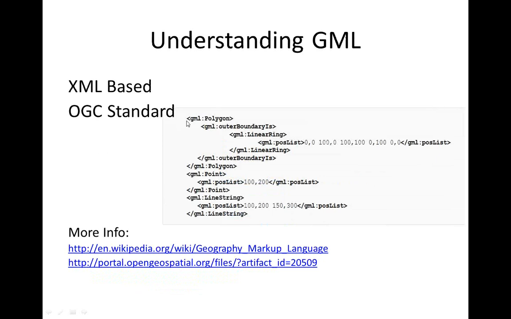So GML, again, it's an XML-based standard. It's OGC, and it basically defines polygons, the outer boundary. You can put points in there. Notice here we've got multiple features: a polygon, a point, and a line string, and it's an XML way of storing it. GML is very, I won't say complicated, but it's very robust.